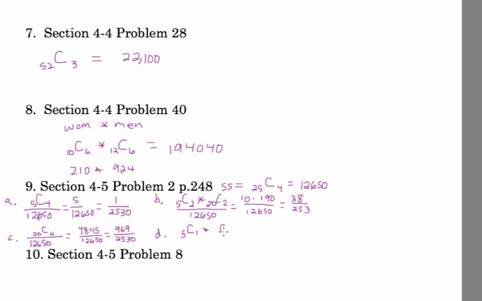I want to find a combination of the parents. So there's 20 parents to choose from, and 4 slots they're going to fill. So 5C1 times 20C4. And then to find that probability, I'll divide that by the total number of combinations I could make. So your answer is 114 over 253.